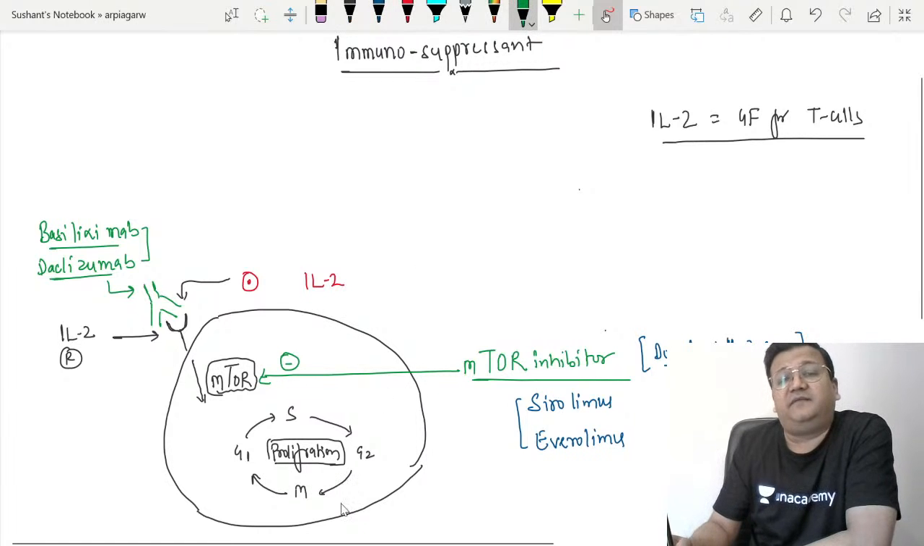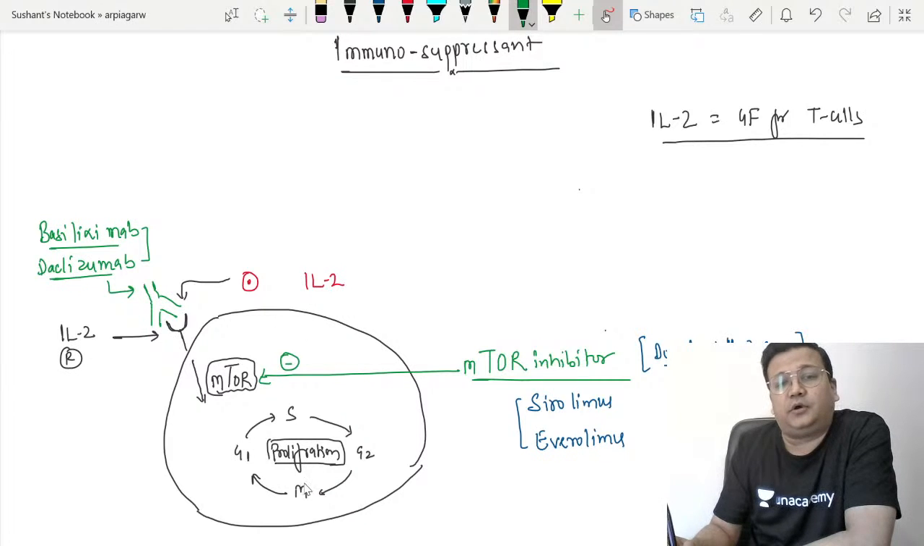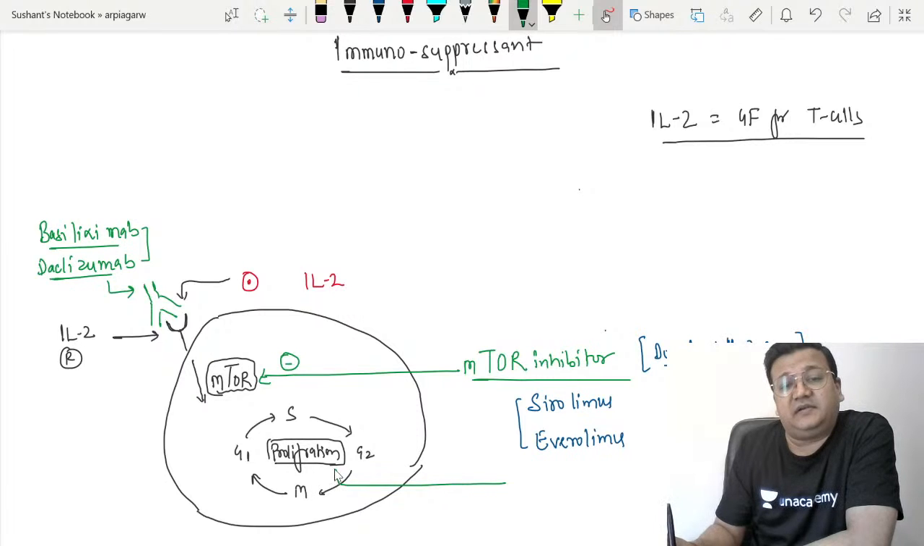Finally, in this diagram, we see a signal going via interleukin 2, via mTOR, for the immature T cell to proliferate. Proliferation, you all know, involves DNA synthesis. So we can give certain drugs that will inhibit DNA synthesis and prevent the cell from proliferating, and these drugs will be known as anti-metabolites.